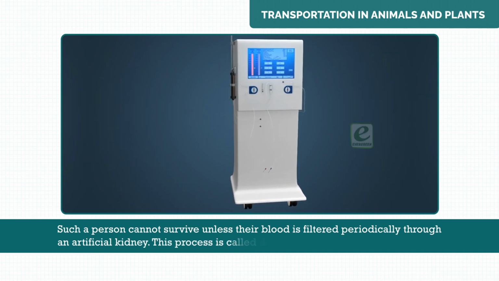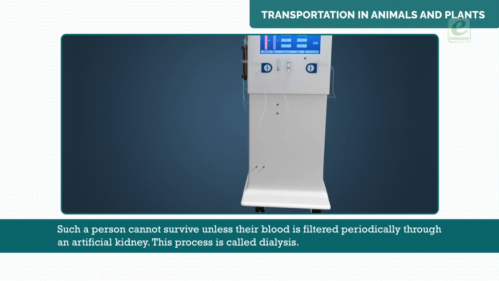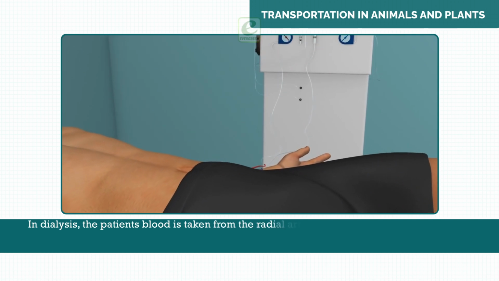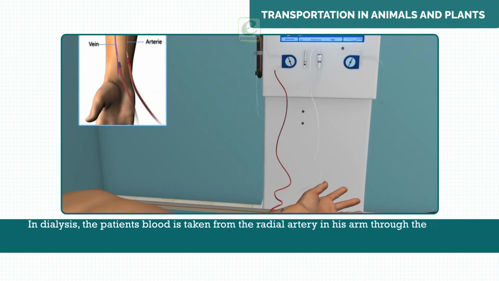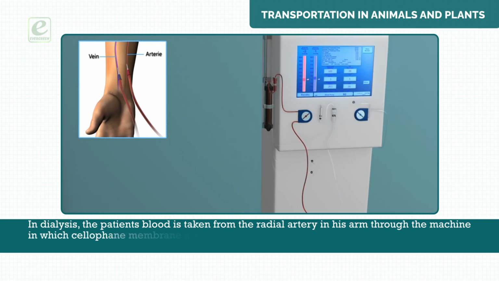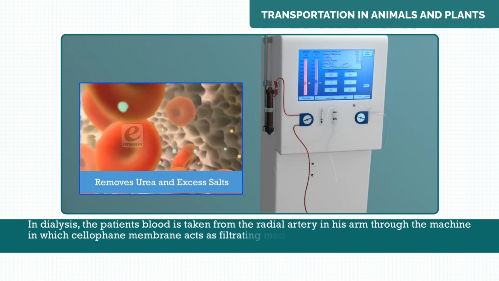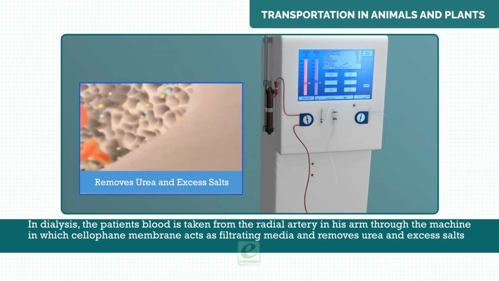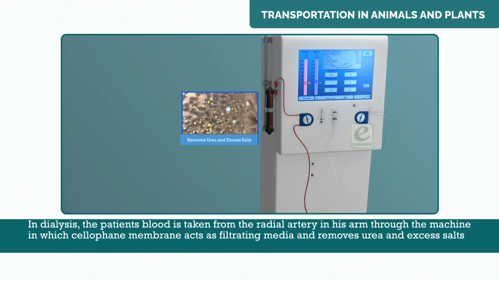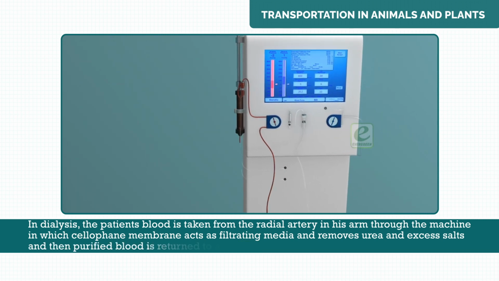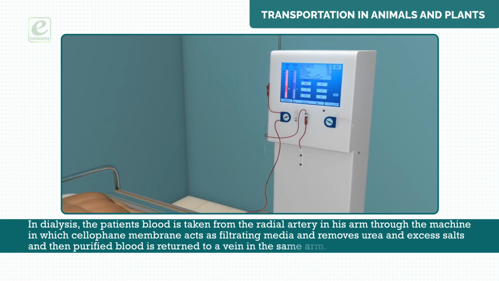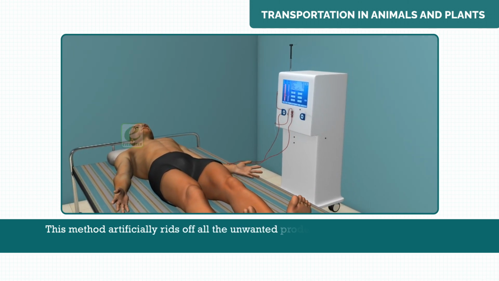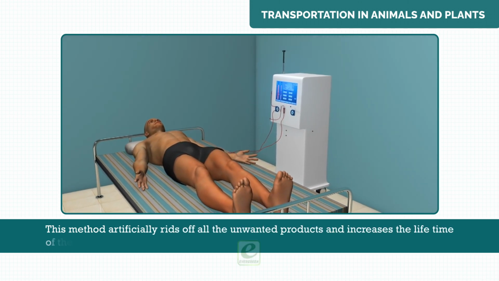This process is called dialysis. In dialysis, the patient's blood is taken from the radial artery in his arm through the machine in which a cellophane membrane acts as filtrating media and removes urea and excess salts, and then the purified blood is returned to a vein in the same arm. This method artificially rids the body of all the unwanted products and increases the lifetime of the patient.